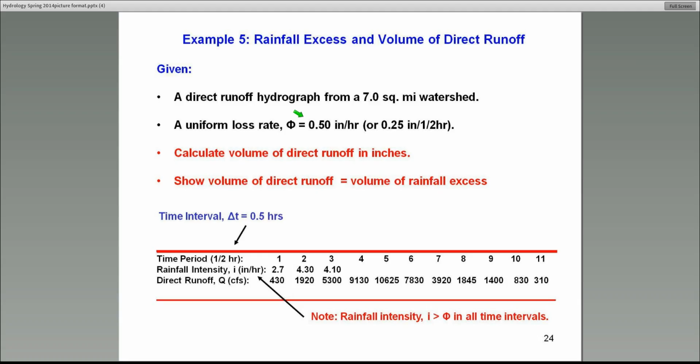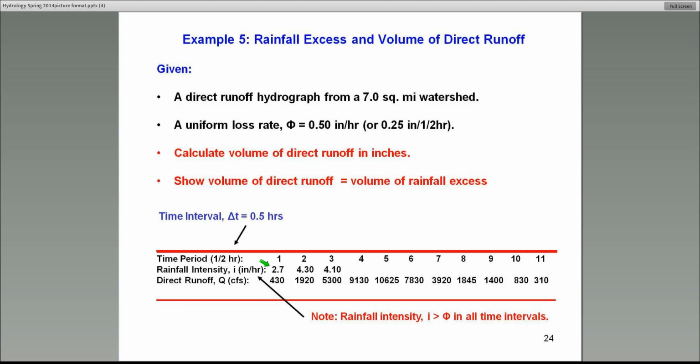I'm going to assume initially that I is greater than phi in all time intervals. If that's not the case, then make sure you recognize that phi will be equal to I in those intervals. That means, for instance, if the rainfall intensity in the first time period was less than 0.5 inches per hour, like say 0.2, then there won't be any rainfall excess in that time period, because the infiltration rate will be equal to I. That means all the rainfall that is falling is going to infiltrate at that rate. And therefore, there won't be any rainfall excess in the first time period.